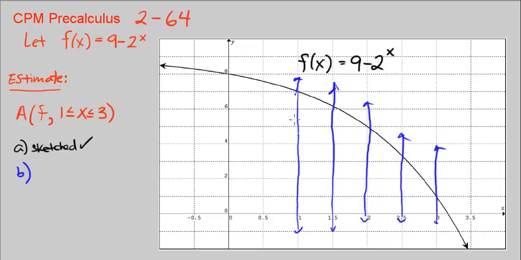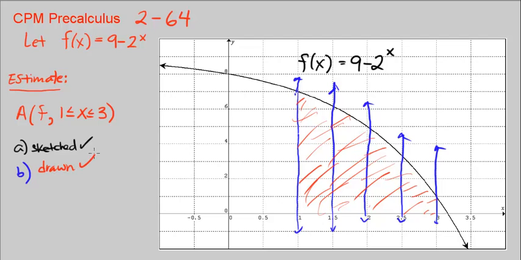Because again, our goal is to estimate the area, and that's going to be between 1 and 3. So it's going to be this shaded area right here, all the way until this point here. Okay? So we've done part B. Let's go on to part C.